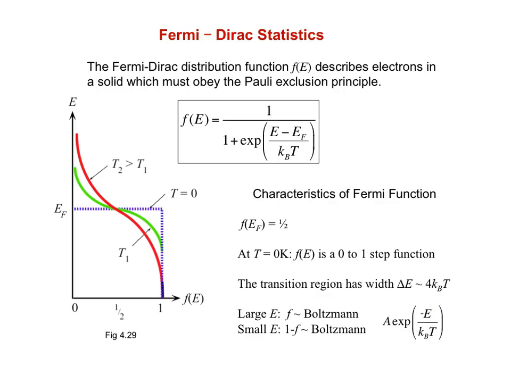The distribution of empty states for energies well below the Fermi level can also be thought of as a Boltzmann distribution. Mathematically, the probability of empty states is 1 minus f, and then the energy that goes in the exponential is the magnitude of the energy below the Fermi level.